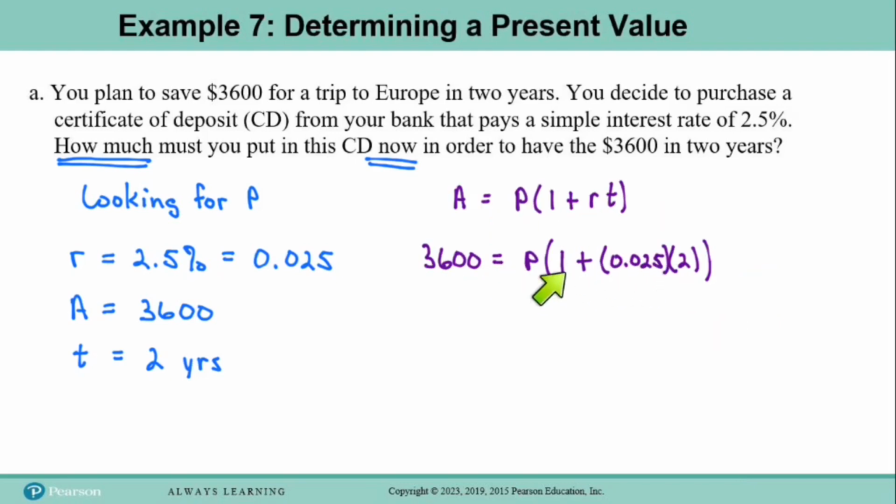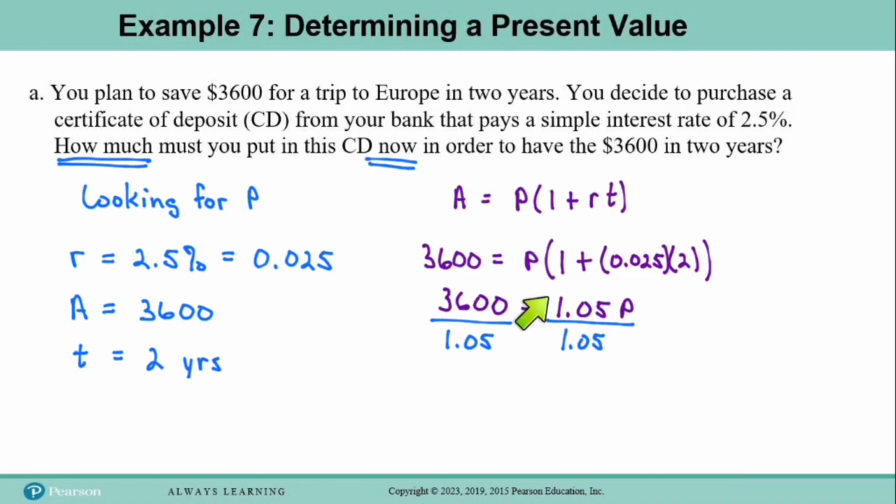Now notice that what we have here on the right side is P times everything in parentheses, and there are no variables in here, so this is just a number. Now what we could do is divide both sides by this whole expression, but I think it will be easier for you if we go ahead and evaluate this so that it's just one number. So on your calculator, I want you to do 1 plus 0.025 times 2, and you'll see that you get 1.05. So we're going to rewrite this as 3,600 equals 1.05 times P. So you see that 1.05 took the place of all of this that P is being multiplied by. And now to isolate the P, all we have to do is divide by 1.05 on both sides.